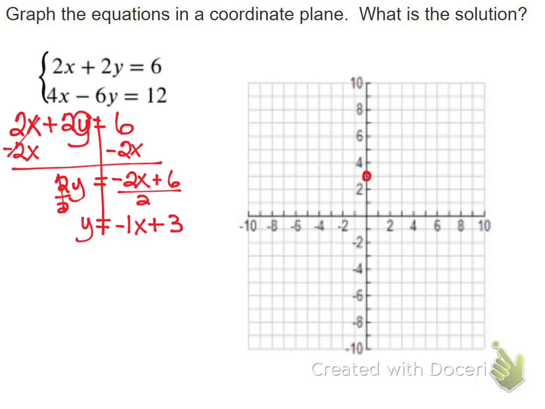Up 3. And then my slope is going to be, from my y-intercept, I find the slope. So what do I do? Down 1, over to the right 1. Then I go back to my y-intercept, up 1, to the left 1. Now I'm ready to graph my line.